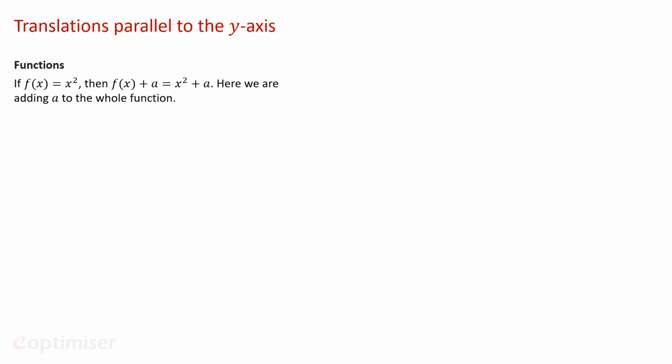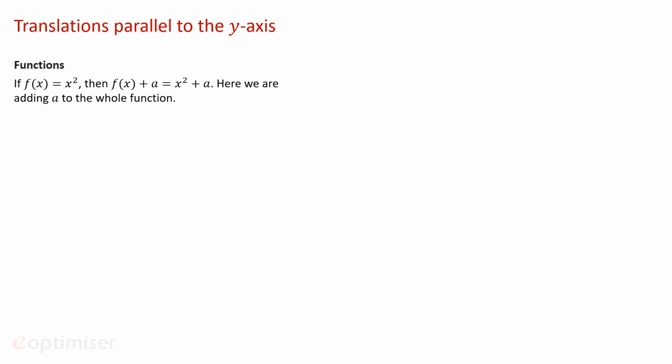So translation parallel to the y-axis, that means the graph is moving up or down, not sideways. So if f(x) is equal to x squared, then f(x) plus a is equal to x squared plus a. Make sure that the a you are adding is to the whole function, not to the x. So the whole function you are adding a. That's why you are getting x squared plus a.